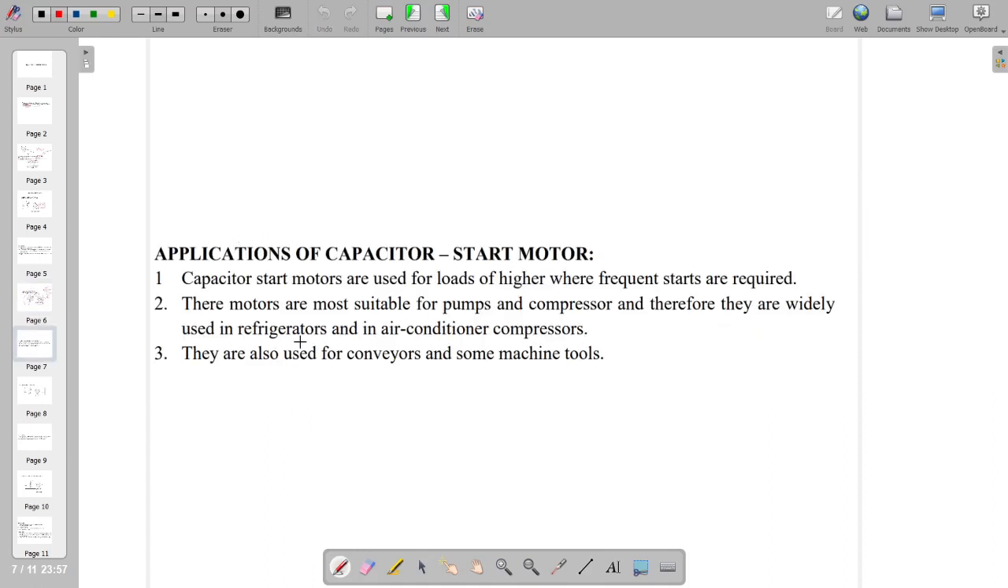So these are the applications. Basically, capacitor start motors are used where higher loads and frequent starts are required. It is suitable for pumps and compressors. They are widely used in refrigerators and air conditioners, compressors. They are also used for conveyors and some machine tools.